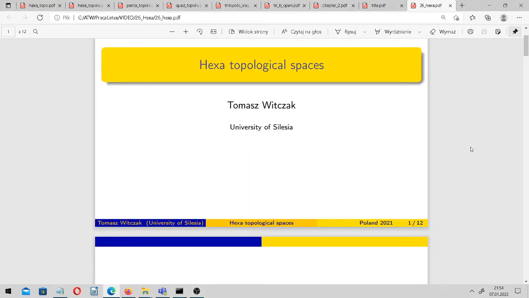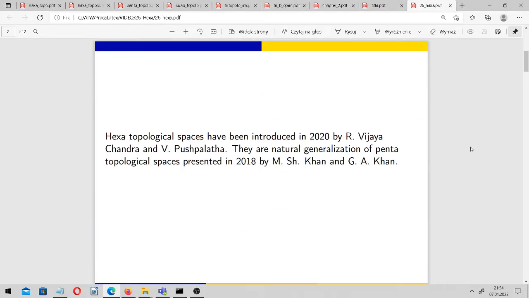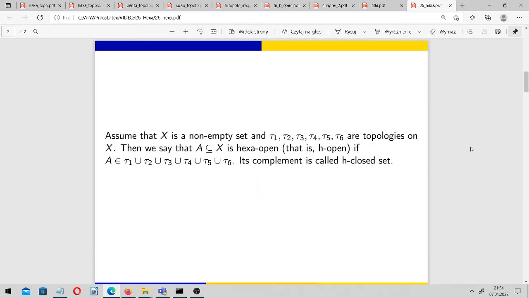Hexa topological spaces. They were introduced in 2020 by Vijaya Chandra and Pushpalatha. They are a natural generalization of penta topological spaces presented in 2018 by Khan and Khan. Assume that X is a non-empty set and we have 6 topologies on X.